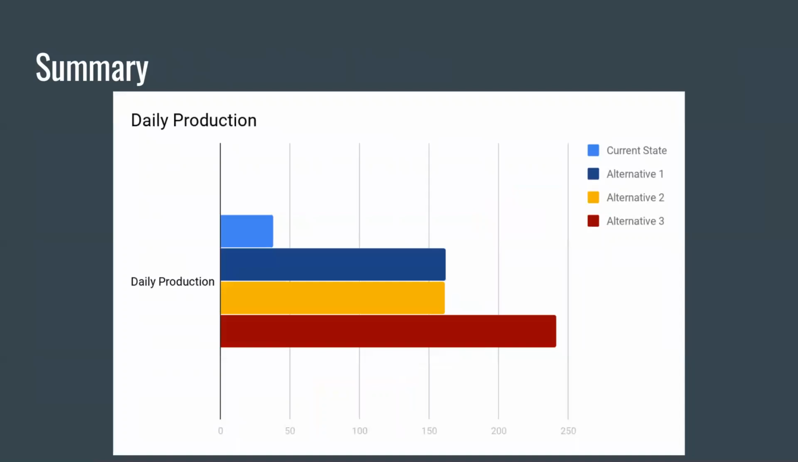This graph is a comparison of the overall daily production rate. Using the current production rate of 38 parts per day as the baseline, followed by alternatives 1 and 2 producing 162 and 161 parts respectively. Finally, far superseding all other alternatives is the third alternative, which is capable of producing 241 parts per day, a drastic increase over their current state.